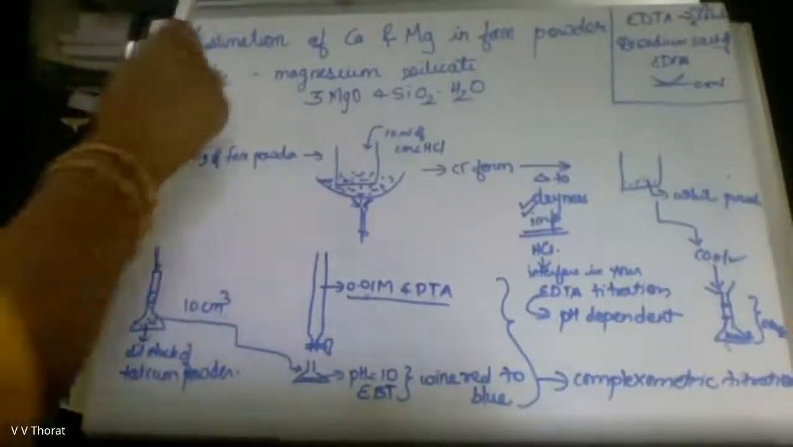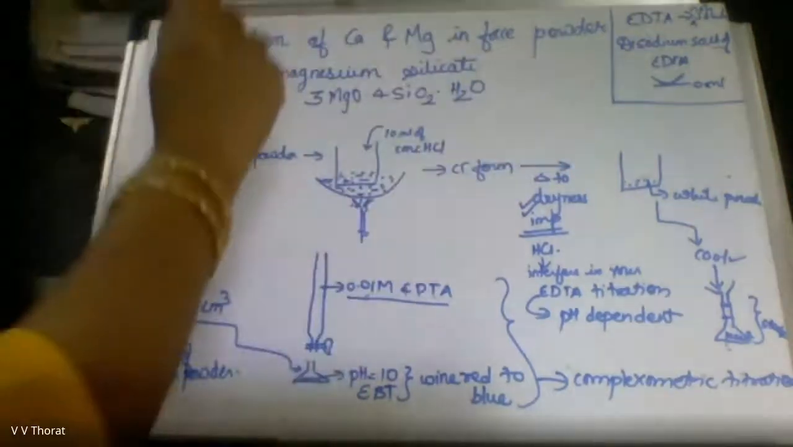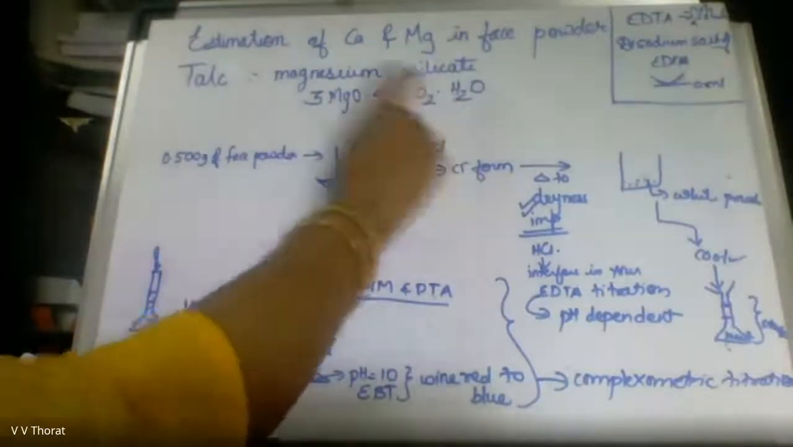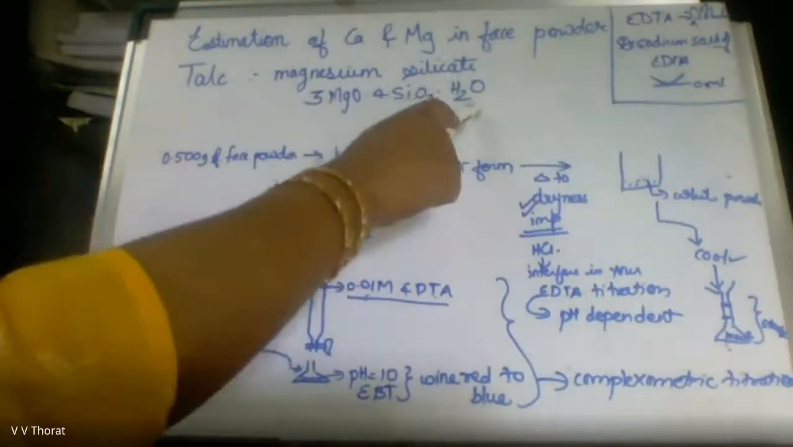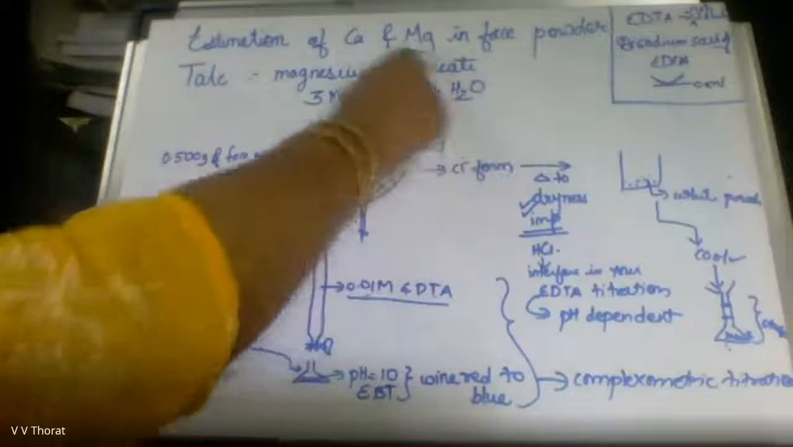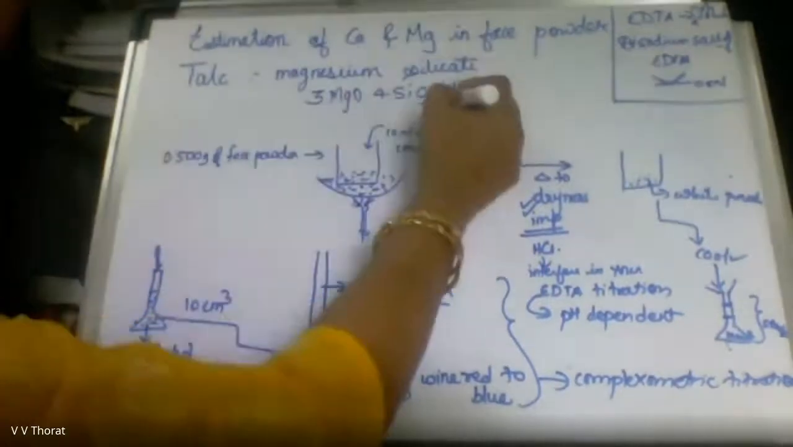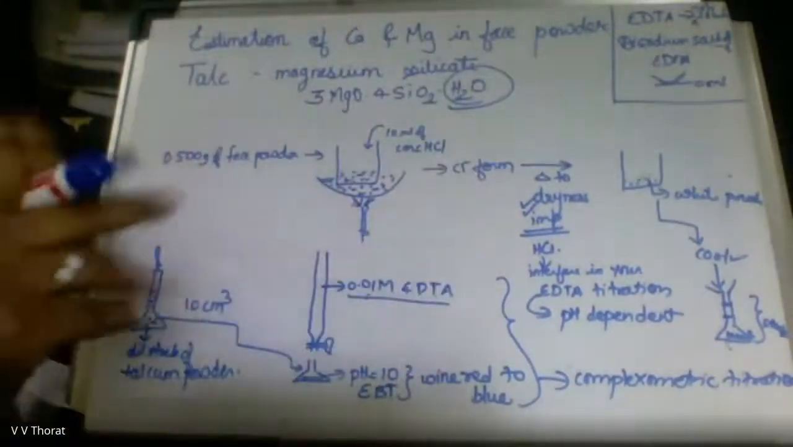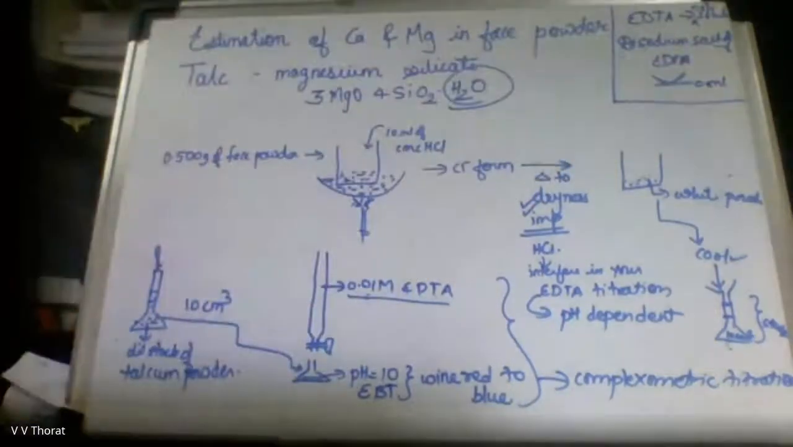See, we will again revise. We have estimated calcium and magnesium in face powder. Actually, face powder is a talc, a mineral containing magnesium silicate. The formula is 3MgO·4SiO2·H2O. This magnesium silicate talc face powder will not only be talc. Very important: there is water in your face powder. If the manufacturer put only talc and gave it, what would happen on your face if you applied it? There will be cracks.